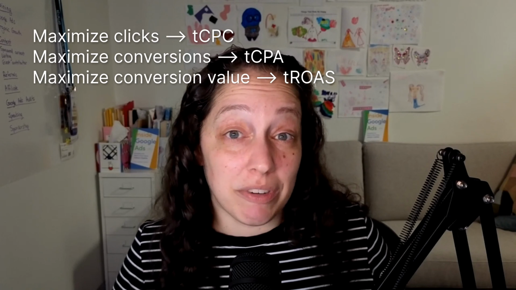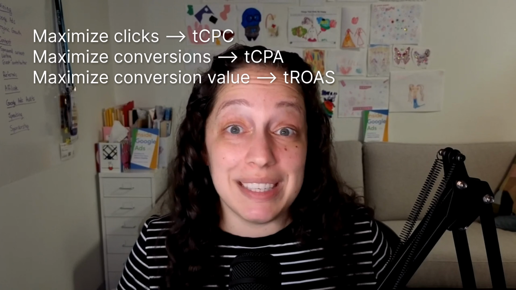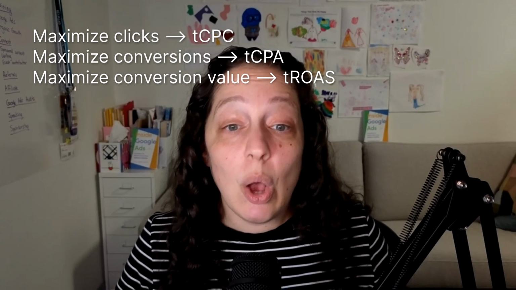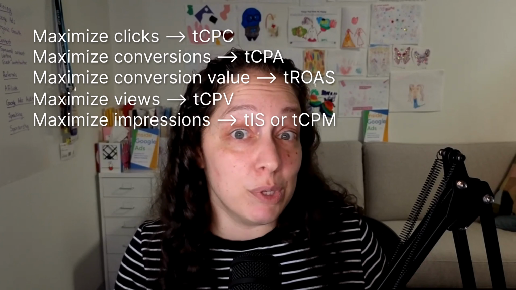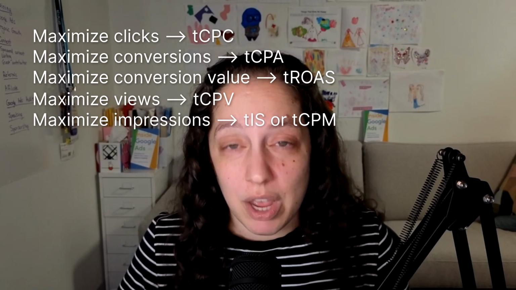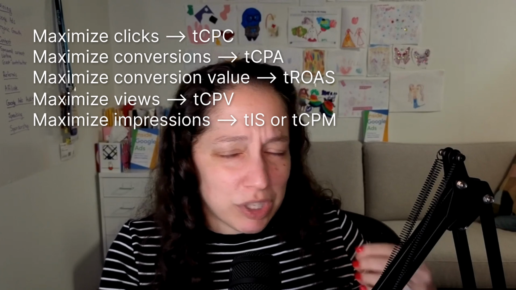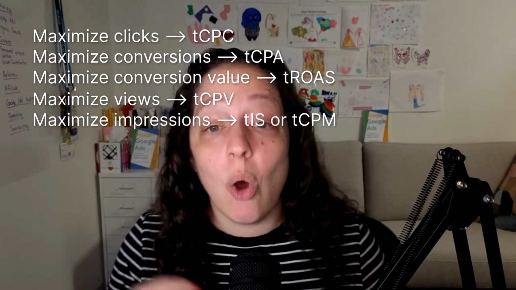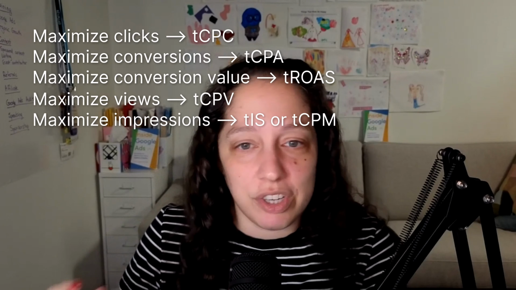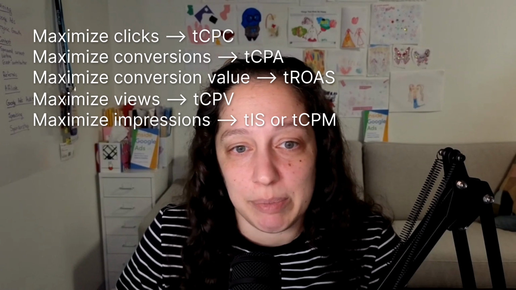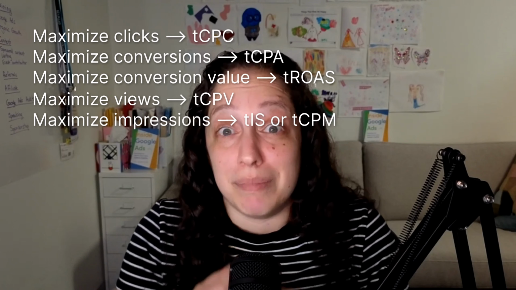If we extend that to our view and impression-based strategies, you can see how it makes even more sense. We could have maximize views with optional target cost per view, rather than what we have right now, which is maximum CPV, which is like a manual CPV, or target CPV, which is like a target CPA or target CPC. There's no option to just maximize views.